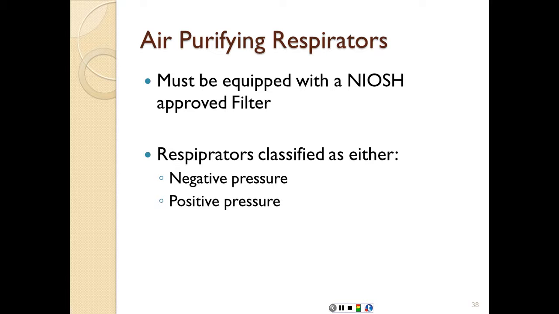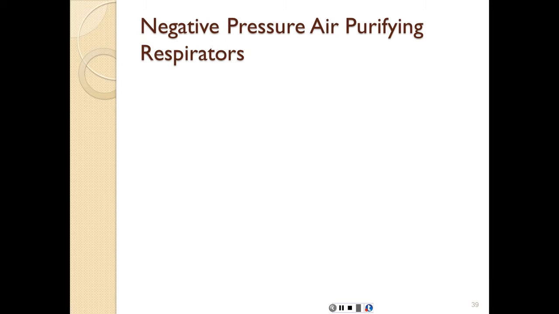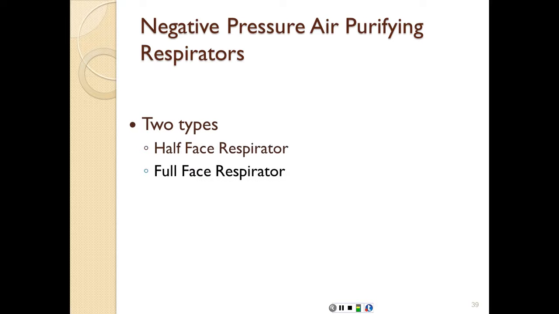And in this case, the respirators are classified as either negative pressure or positive pressure. Positive pressure keeps the pressure inside the respirator higher than the pressure on the outside, so that the gas would not penetrate. Negative pressure does the opposite, attracting the gas and then purifying it through the filter. So the negative pressure air purifying respirators are of two types, either the half face respirator or the full face respirator.